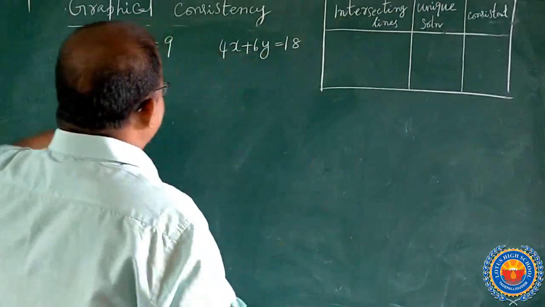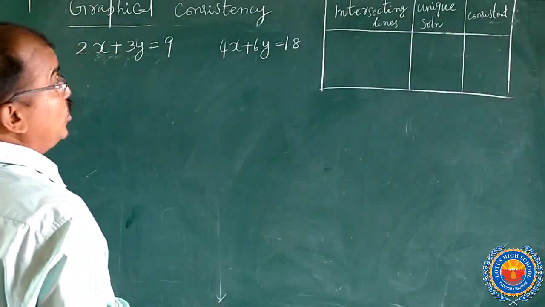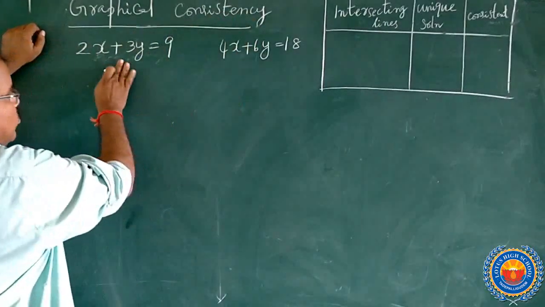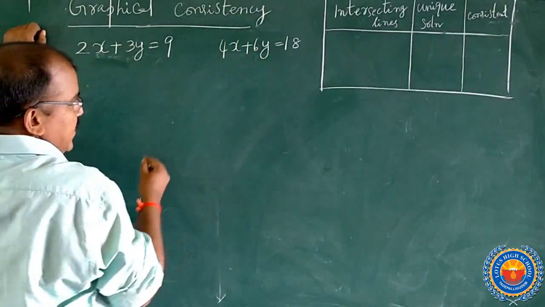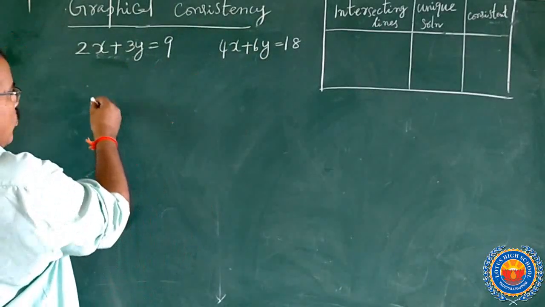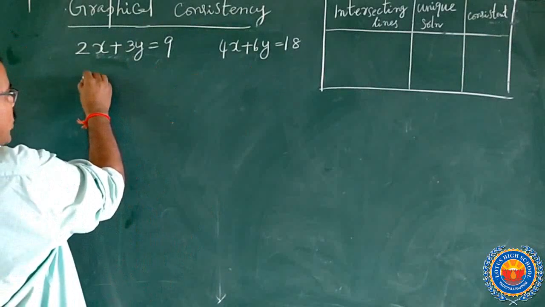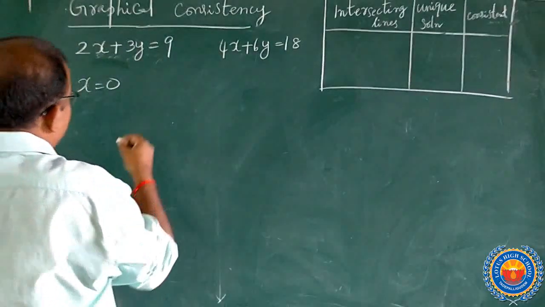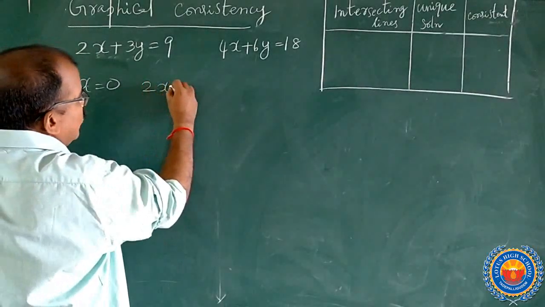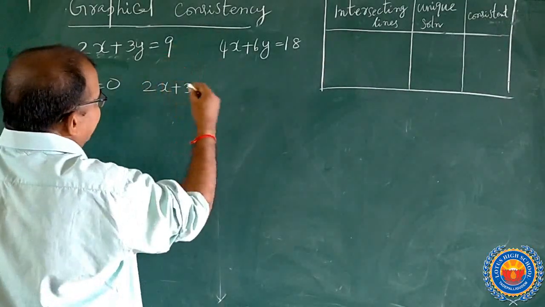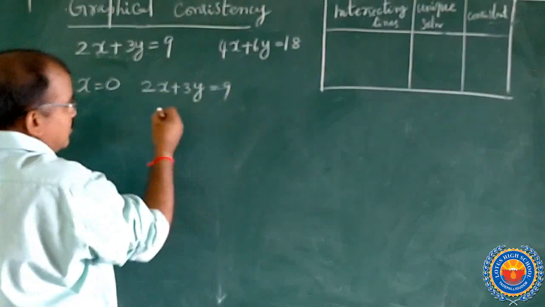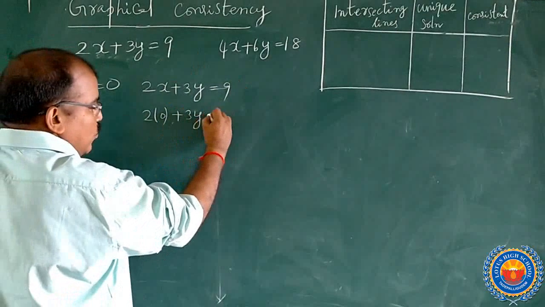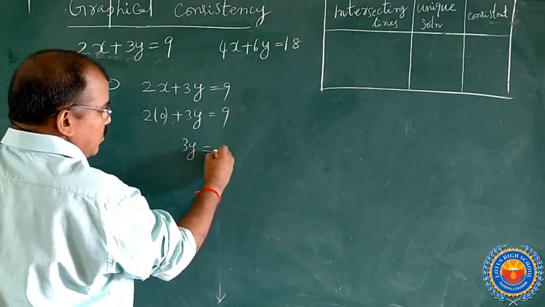Now, coming to graphical consistency, the second model: 2x plus 3y is equal to 9 and 4x plus 6y is equal to 18. Now, first put x is equal to 0 in 2x plus 3y is equal to 9. We have to find y. 2 into 0 plus 3y is equal to 9. 3y is equal to 9.